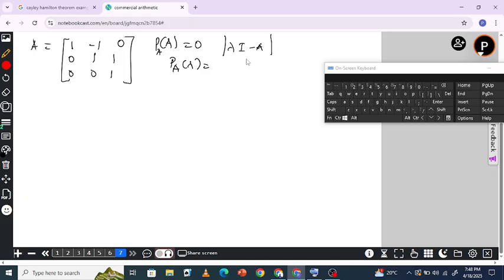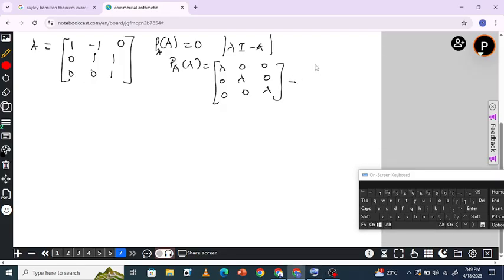We need the polynomial, so we will have lambda. This is an identity matrix with lambda in the main diagonal, 0, 0, lambda, and then we subtract the A that we have, and our A is 1, negative 1, 0, 0, 1, 1, 0, 0, 1. That gives us a characteristic polynomial. We are aiming at a characteristic polynomial, so we are going to get the determinant.